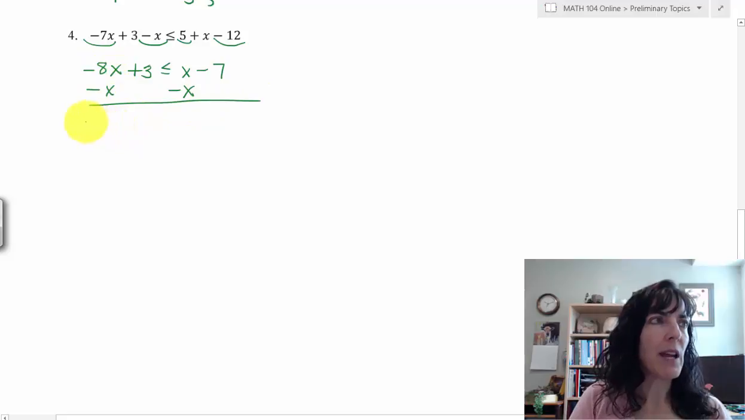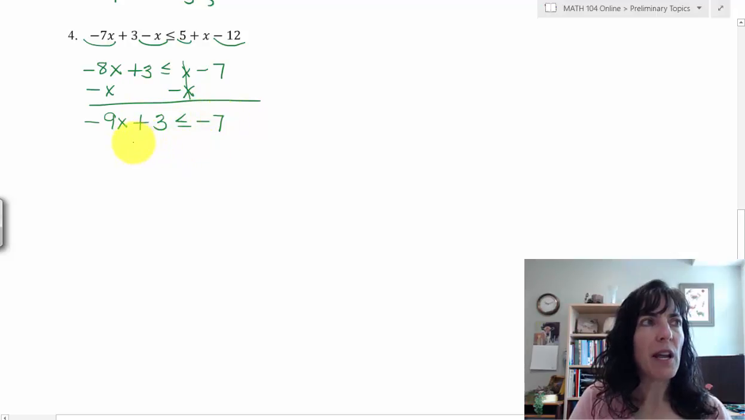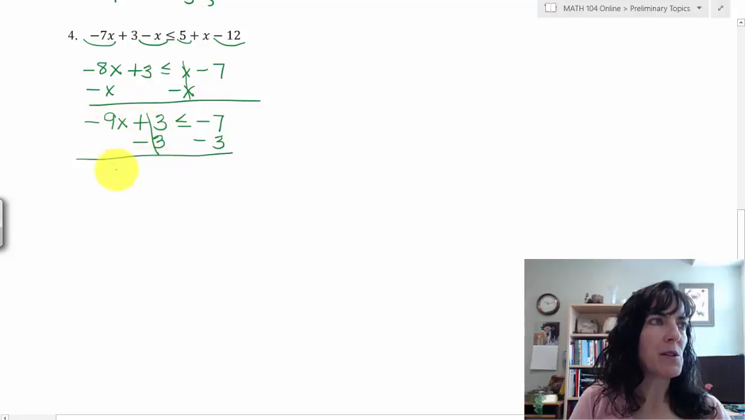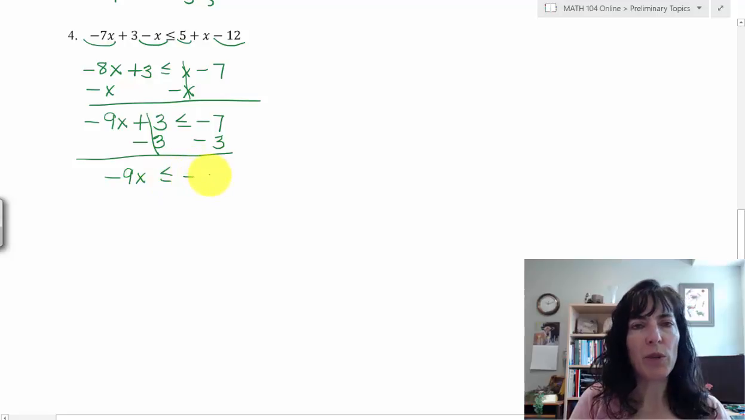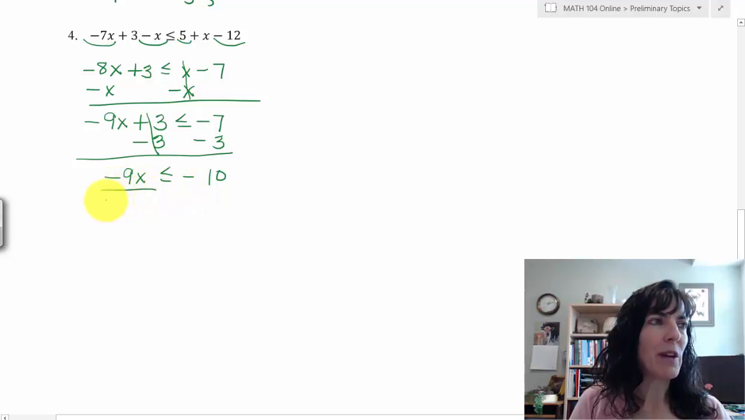Negative 8x and negative x is going to give me negative 9x, and x minus x will go to 0, so it cancels. I have a plus 3 on the left, less than or equal negative 7. And then if I subtract 3 from both sides, I'm doing the opposite of adding the 3. And I will get these to cancel, but I'll have negative 9x on the left, less than or equal negative 7 plus negative 3 will give me negative 10. And now I need to divide both sides by negative 9.